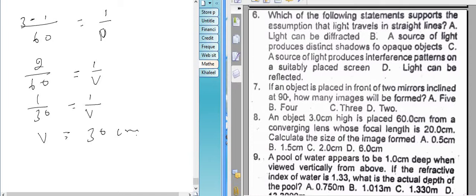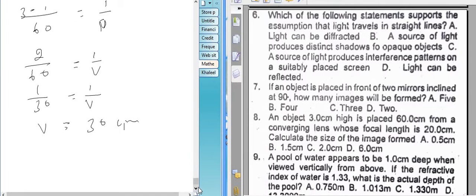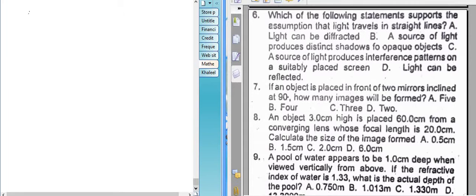But in the question, we are asked to find the height of the image. We are given the height of the object, so the height of the image is what we are looking for. Now we can apply the formula for magnification. Magnification is equal to the distance of the image from the lens over the distance of the object, which is v over u. v is 30, u is 60, so 30 over 60 is 0.5. So this is the magnification.